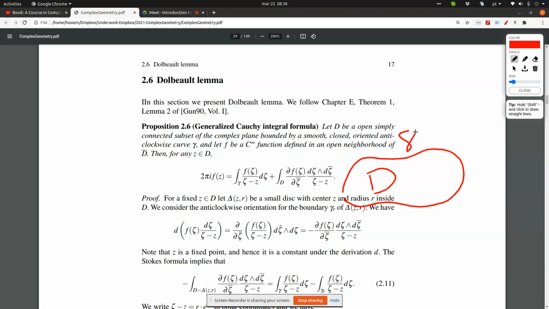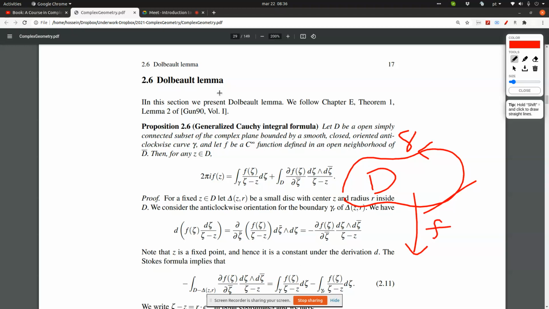It has the boundary gamma. I think in the book it is not mentioned that it must be oriented anti-clockwise, and f is going to be a function in a neighborhood, let's say a neighborhood of this guy. So we have f.